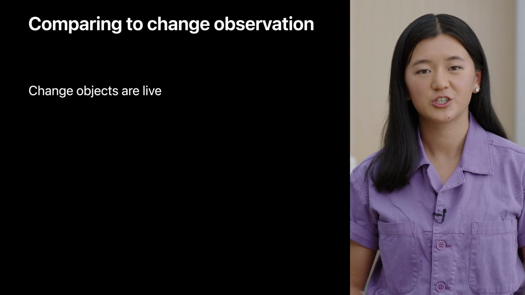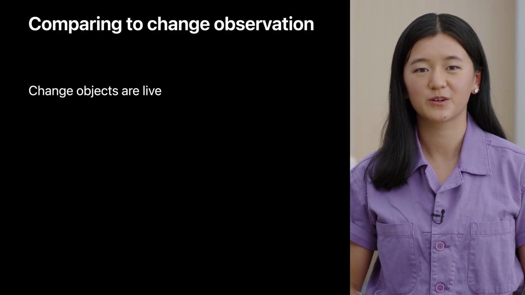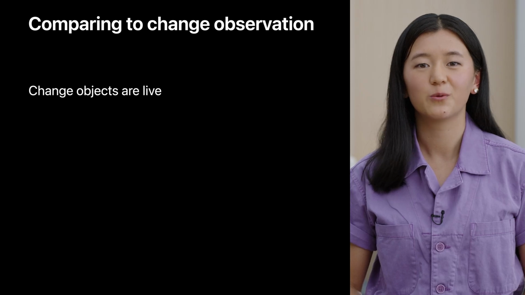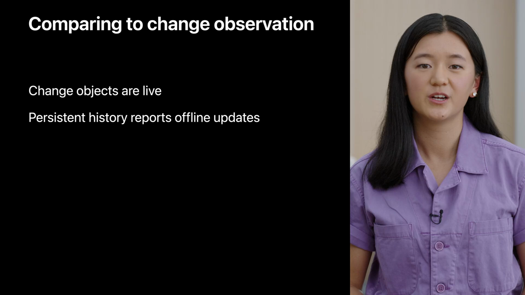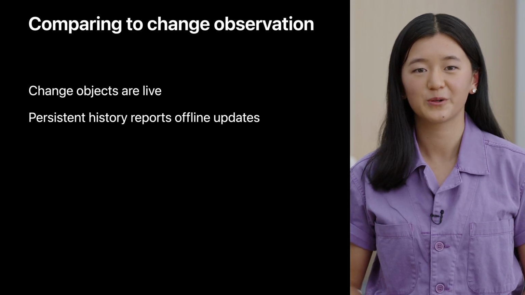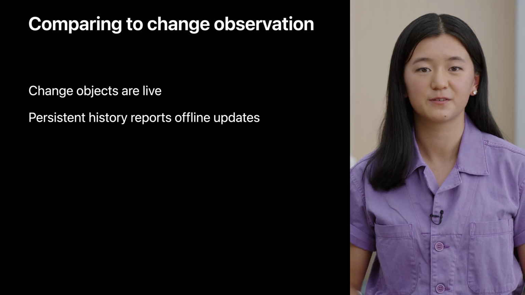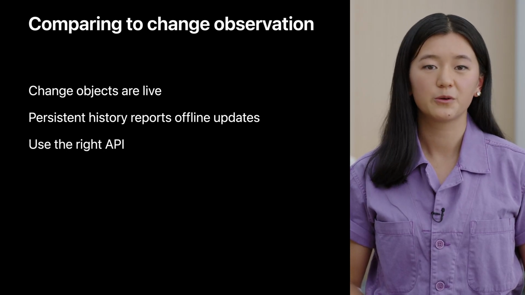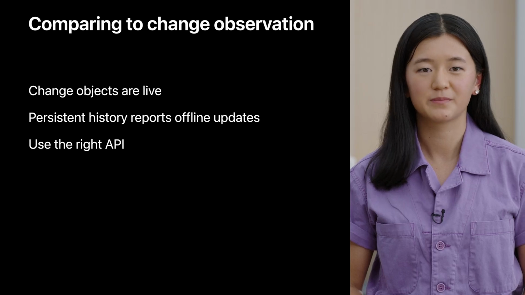Let's compare and contrast the new Persistent History API with the existing Change Observer APIs. PH changes deal with active, in-memory fetch results and are used to record live changes to the photo library while your app is running. Persistent History, on the other hand, records long-running changes to the photo library and can be used to report changes from when your app is not active. You can use both or either of these APIs depending on the requirements of your app.